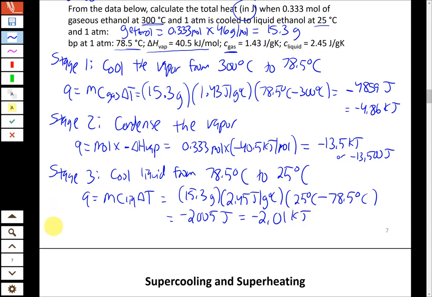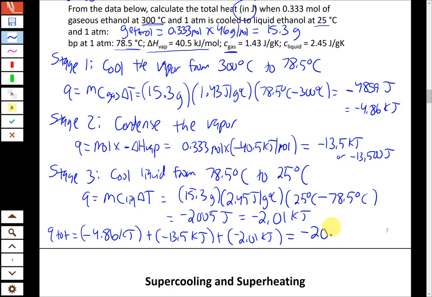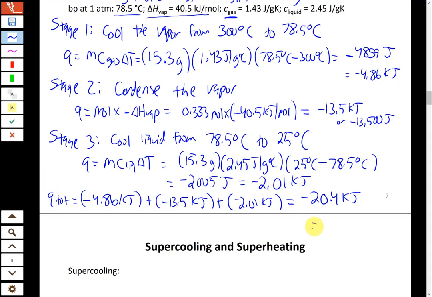All right, and so then the total heat here in kilojoules would be minus 4.86 for the first stage that we got. So now we're just going to add them all together. Minus 13.5 for the second stage. Again, all negative because we're cooling the substance down. And then the last stage we found was minus 2.01. So the heat for this process is minus 20.4 kilojoules, which is minus 20,400 joules if you want it in that unit. But either of those would be correct. I think I asked for joules here, but those are both numerically correct.